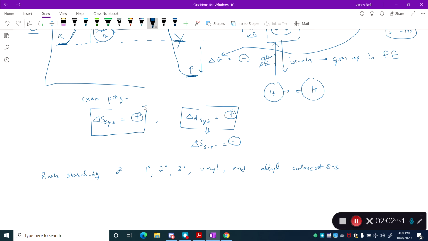So if I am looking at the total entropy, I'm adding these two together. It's the system plus the surroundings. If they have opposite signs, I can't really determine the total entropy. If they have the same sign, then I can definitely know whether it's positive or negative based on those specific signs, right? So that's what you look for there.